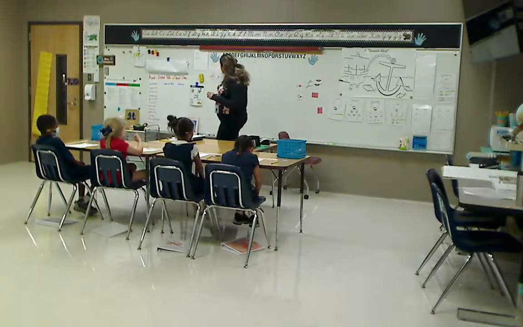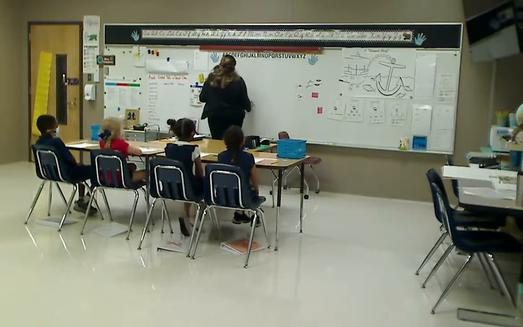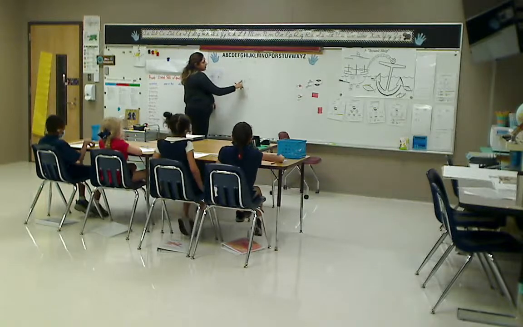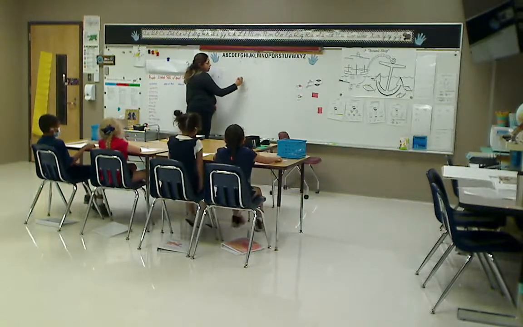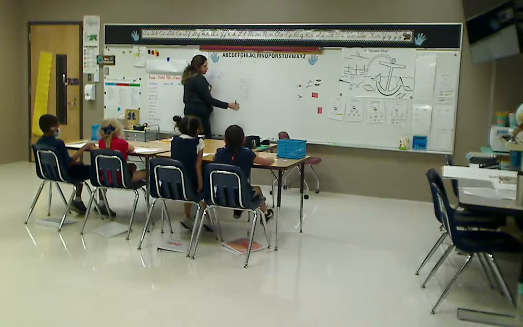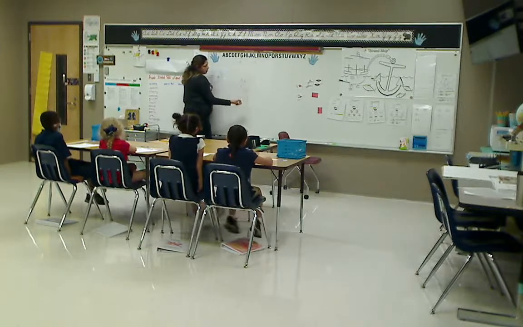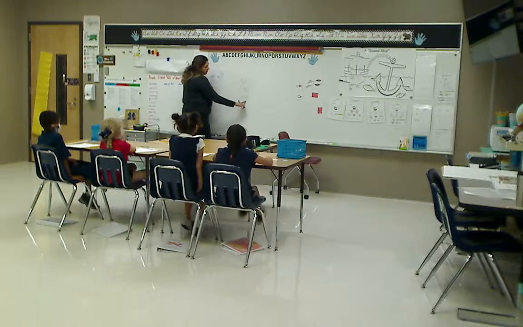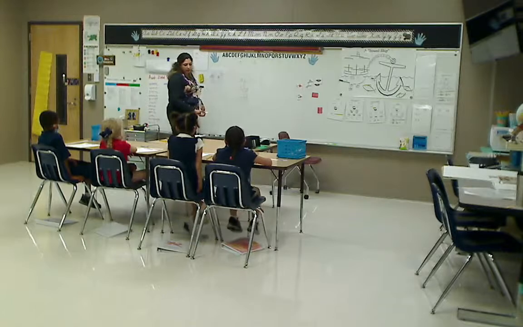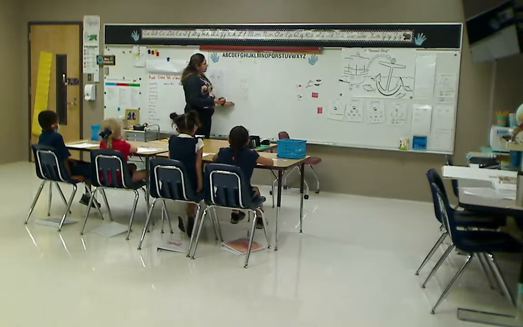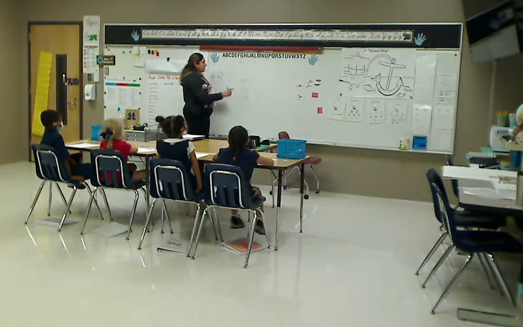Okay, we're going to go ahead and code our words that are on here. A vowel in a closed syllable is short, coded with a breve. Okay, now that we coded, we are ready to read.